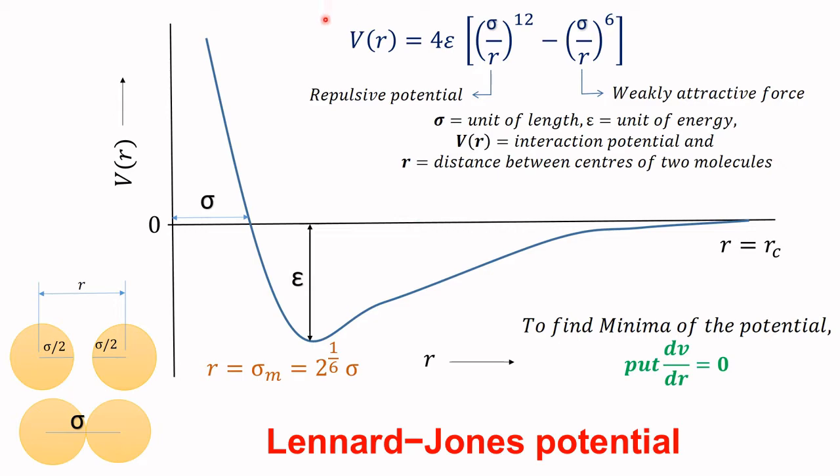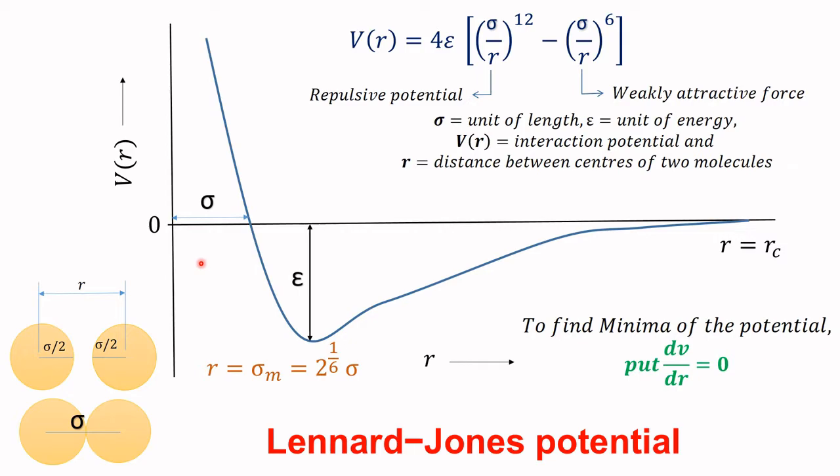So this is the expression for the Lennard-Jones potential, the interaction potential or LJ potential. It is represented by V as a function of r. It is equal to 4 epsilon times sigma by r whole raised to power 12 minus sigma by r whole raised to power 6. Epsilon here is the unit of energy, sigma is the unit of length, and r is the distance between the centers of two molecules.